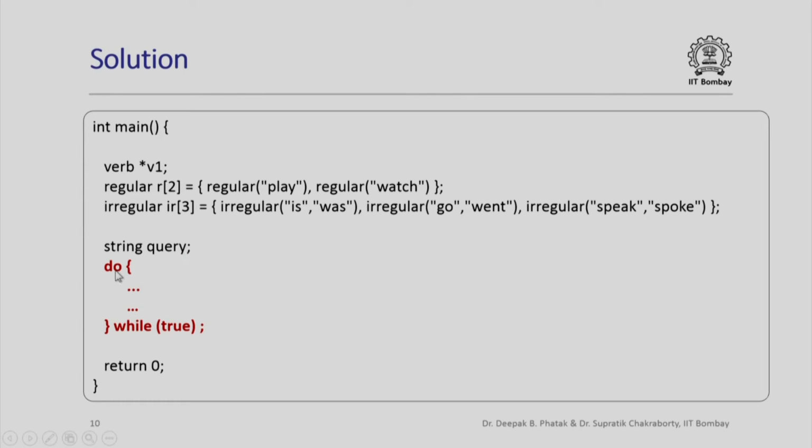Here is our query string, and we will write a do while loop here, and inside this loop we are going to ask for a verb to be provided by the user as input, and then we are going to search these two arrays, and if I find it in this array I will concatenate ed to it to print out its past tense, or if I find it in this array I will pick up the past tense from the appropriate data member of the irregular verb object, and I will print that out as the past tense. And finally this main function returns 0.